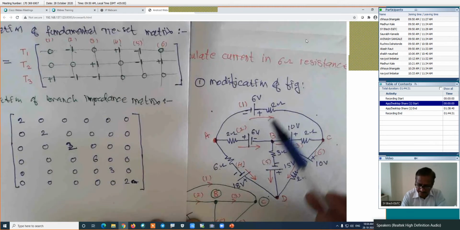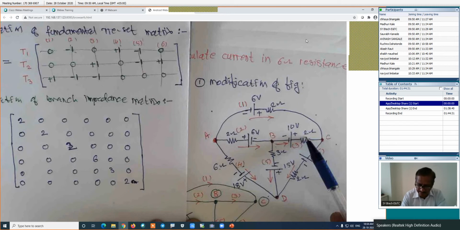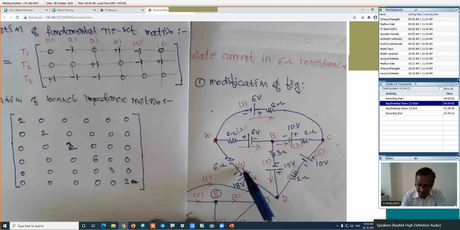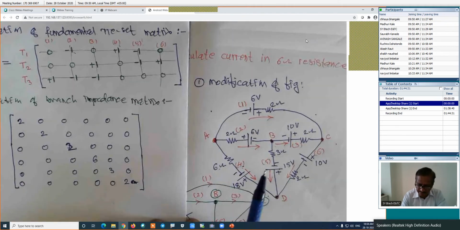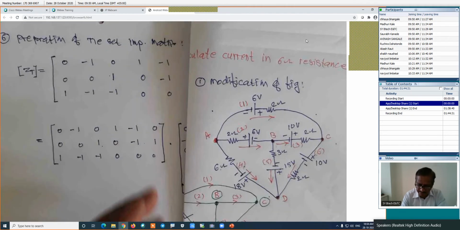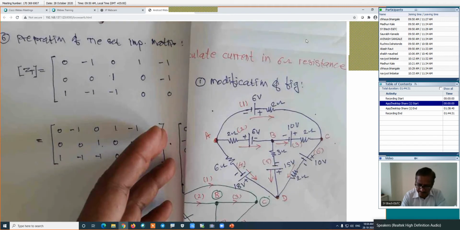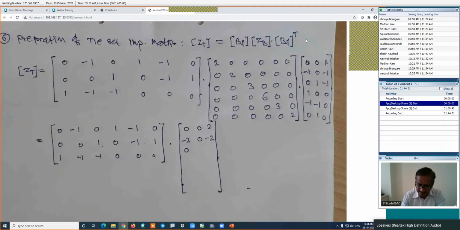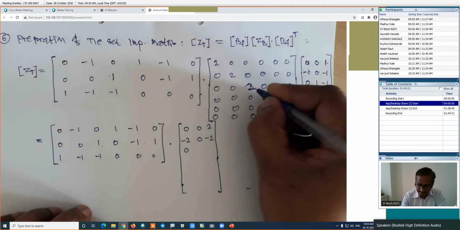For branch number 2, it is 2. Branch number 3, it is 2. Branch number 4, it is 6. Branch number 5, it is 3. And finally, for this branch, it is 6. Now it is fine, I guess. ZB for branch number 3 is 2. This value is 2. Okay, fine.